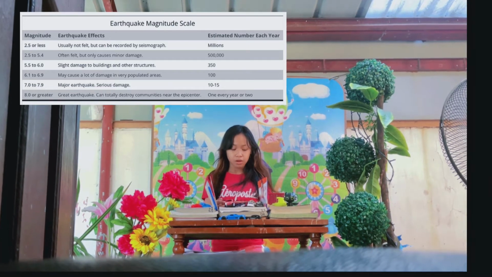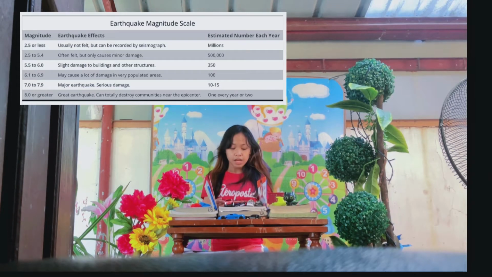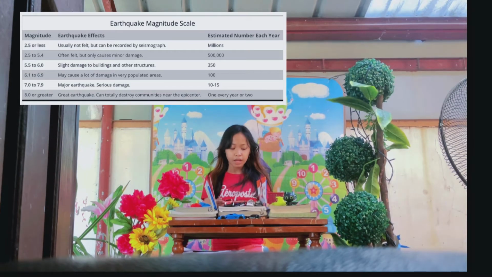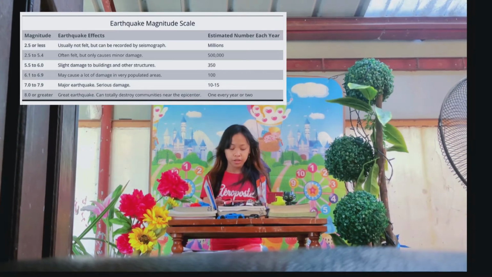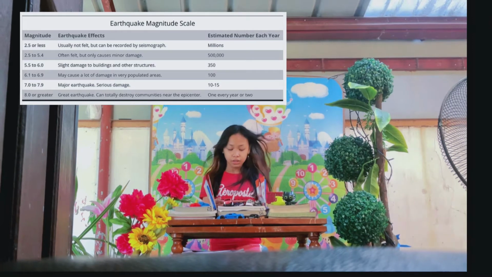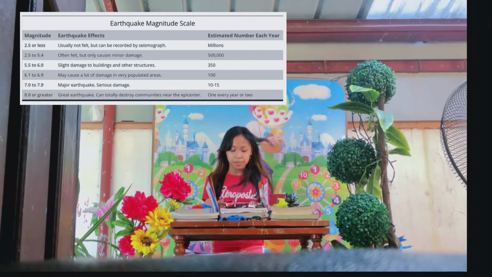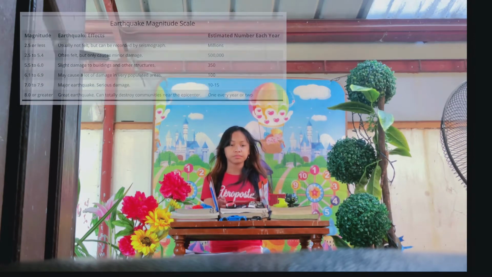7.0 to 7.9: serious damage. It can happen 10 to 15 times in a year. 8.0 or greater: a great earthquake can totally destroy communities near the epicenter. It can happen once every year or two.